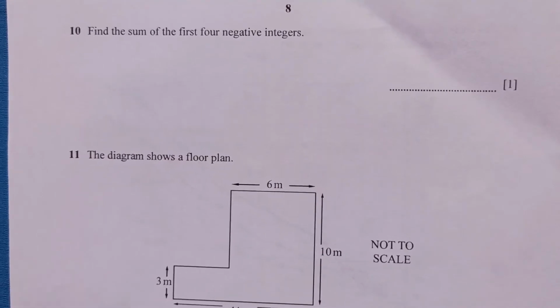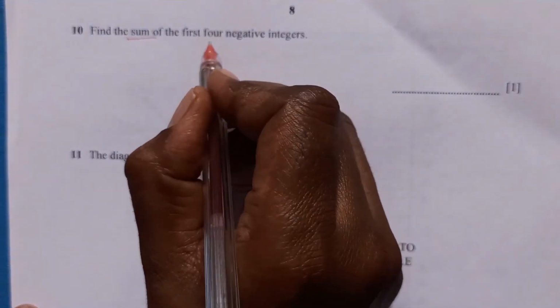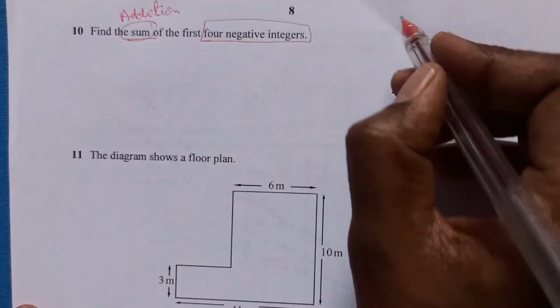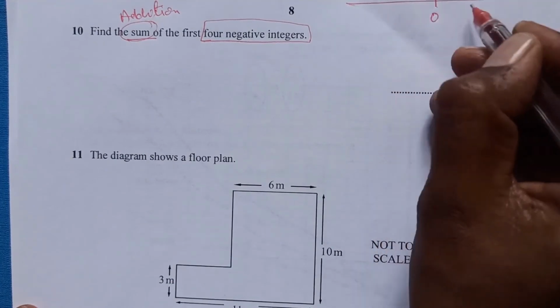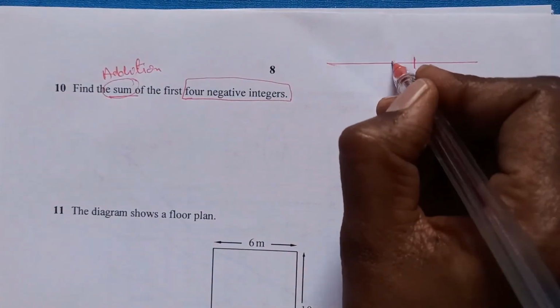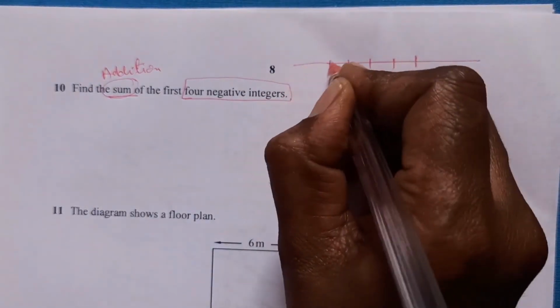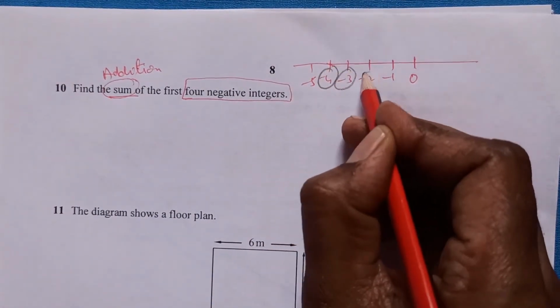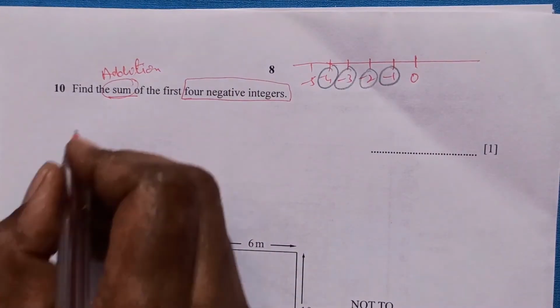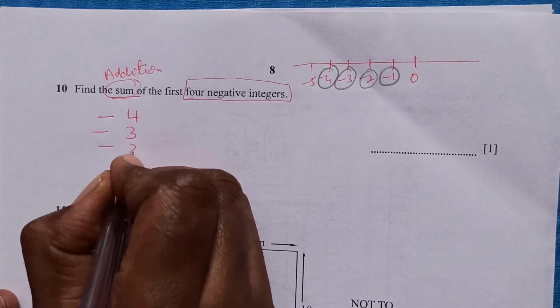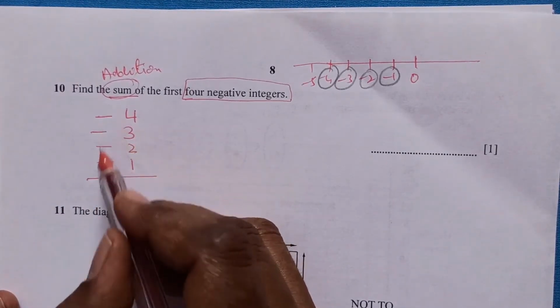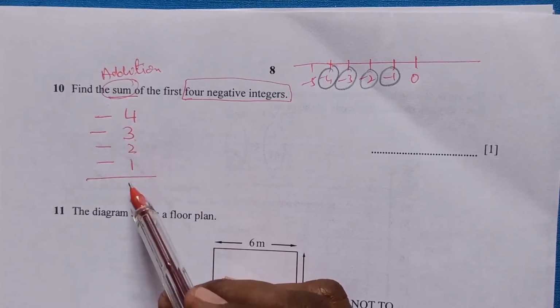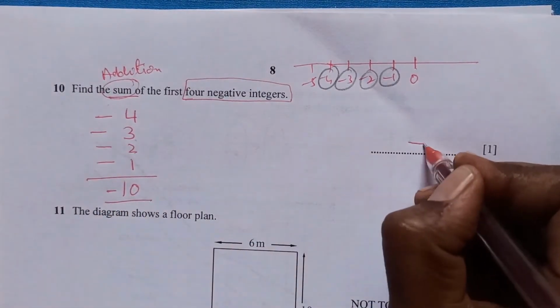So number 10, find the sum of the first 4 negative integers. So we need negative integers and sum. Sum is like addition. So you are going to add them. Addition of first negative integers, first 4. So you start from here. Your numbers are here on number line. And so this side is -1, -2, -3, -4, -5. He said find the sum of first 4. These 4. So if you add together -4, -3, -2, -1. 4 plus 3, because they all are negative. So 4 plus 3, 7, plus 2, 9, and 10. So sum will be -10.